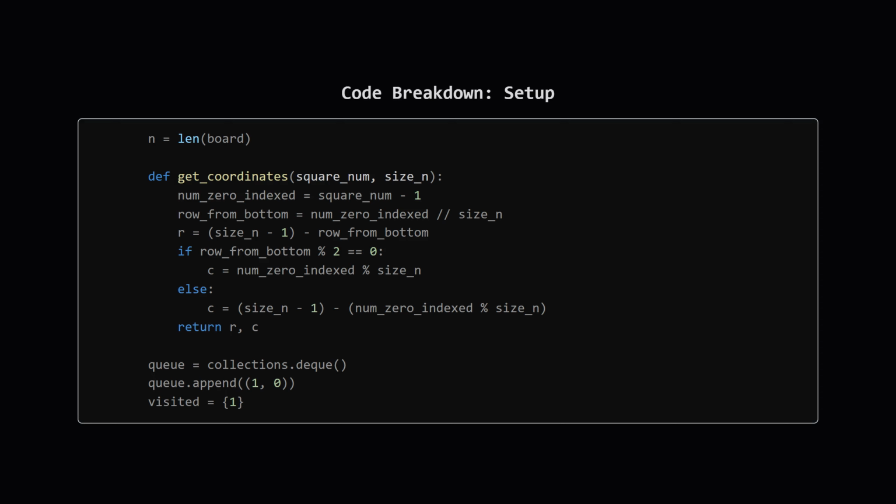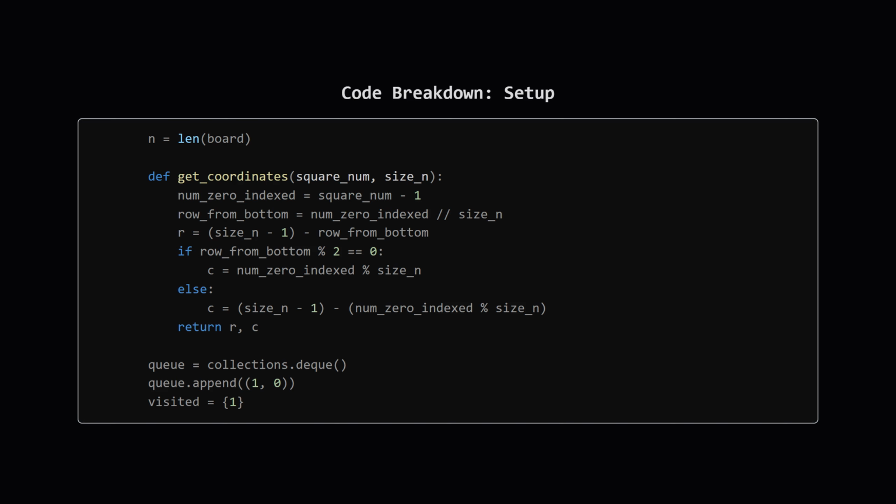Okay, first up, we get n, which is the size of our board, how many rows or columns it has. Then, you see that getCoordinates function defined. That's our helper we just talked about, the one that converts a square number into its row and column, handling that tricky Boustrophedon style.